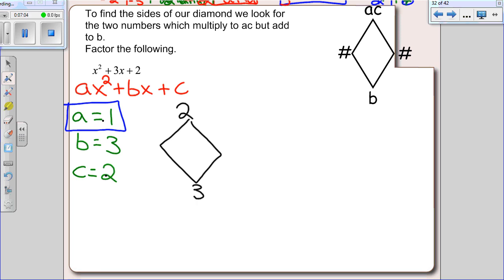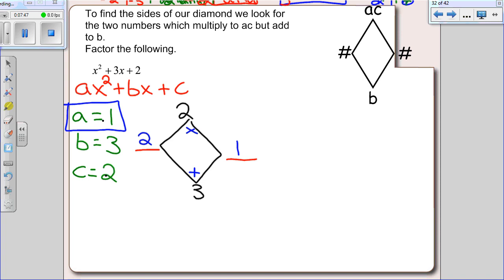The sides of the diamond, you have to figure out. The way you figure them out: the sides of the diamond are going to be 2 numbers that multiply to give you your top number and add to give you your bottom number. So what 2 numbers would multiply to be 2, but add to be 3? 2 and 1. 1 and 2 also works. The order in which you put them on the side does not matter, as long as they multiply to be the top and add to be the bottom.